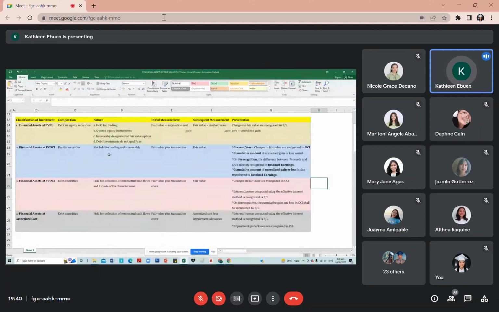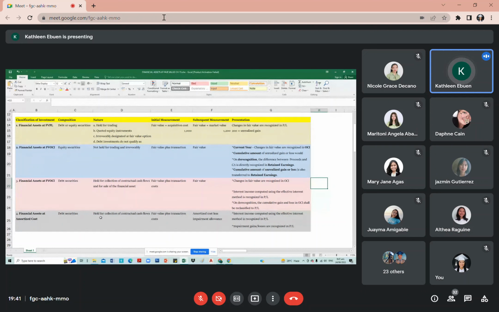Okay, so remember class, na-discuss natin yung classification of investment. So review lang natin. If the debt securities are held for trading, therefore, we will classify the asset as financial asset at fair value through profit or loss. If the debt securities naman is held for collection of contractual cash flows and for sale of the financial asset, therefore the financial asset is at fair value through OCI. So, ang pag-uusapan naman natin dito class is itong number 4.